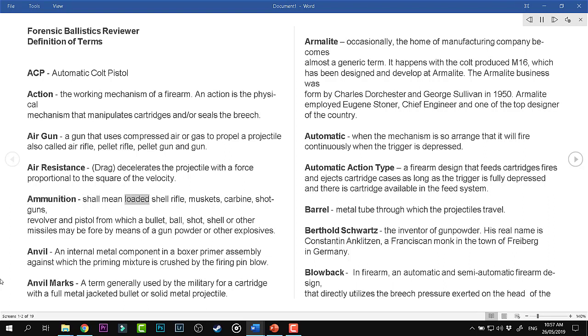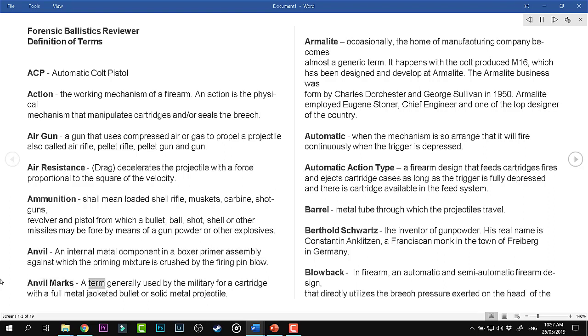Ammunition shall mean loaded shell for rifles, muskets, carbines, shotguns, revolvers and pistols from which a bullet, ball, shot, shell, or other missiles may be fired by means of gunpowder or other explosives. Anvil, an internal metal component in a Boxer primer assembly, against which the priming mixture is crushed by the firing pin blow.